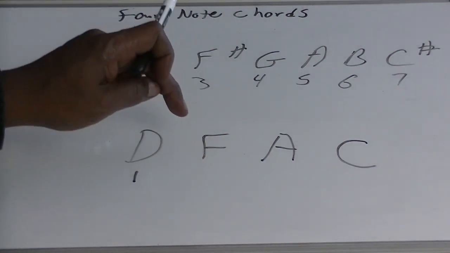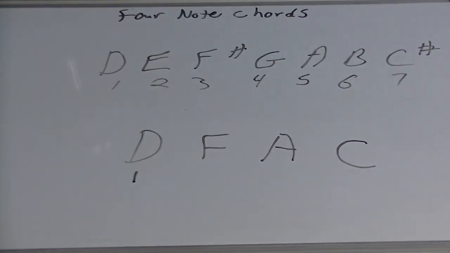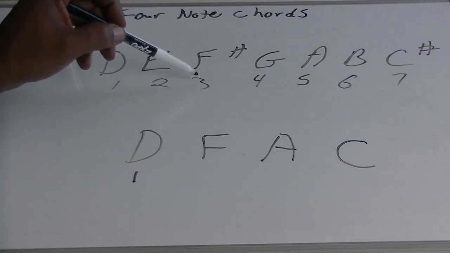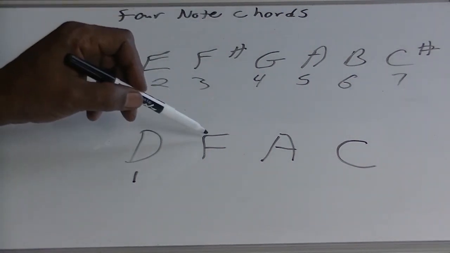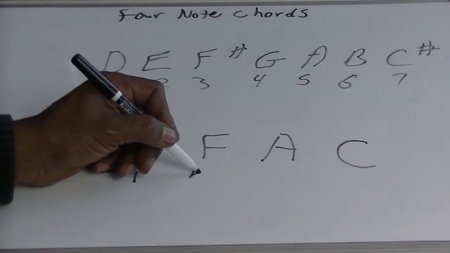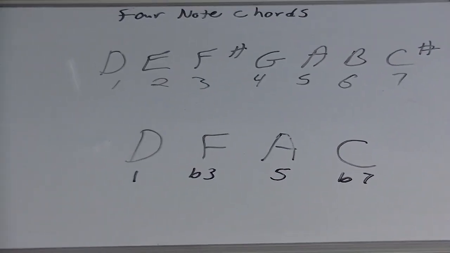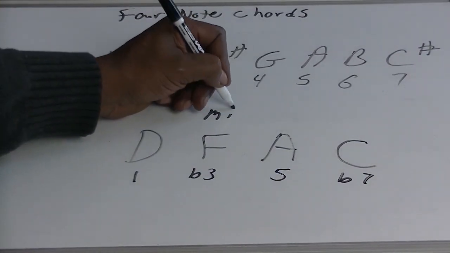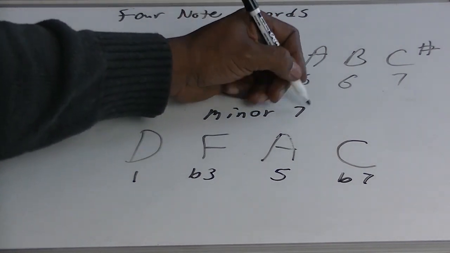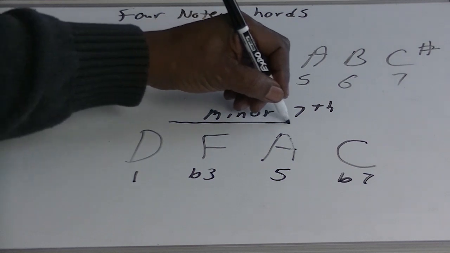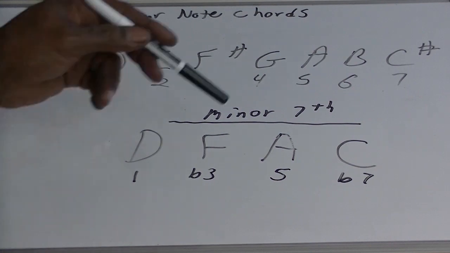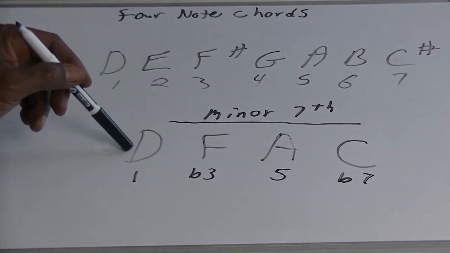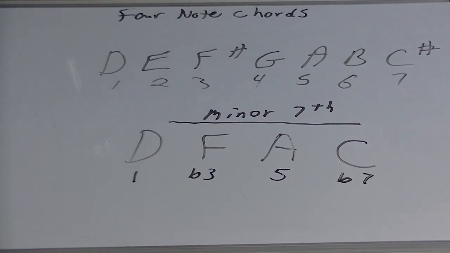Now we must reference this note to our scale. Well, F sharp is the 3rd note of the scale, and we flatted that note to make it F. And this F is now known as the flatted 3rd. So now what we have here is the formula for a minor 7th chord. And what we did was we took the root, the flatted 3rd, the 5th, and the flatted 7th notes of the root note's parent major scale, which in this case was the D major scale.